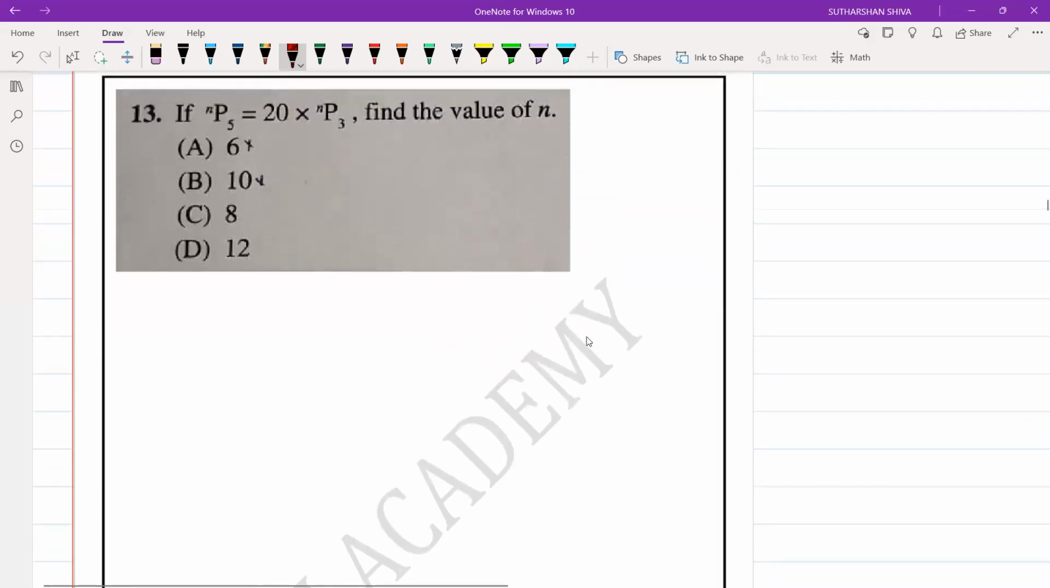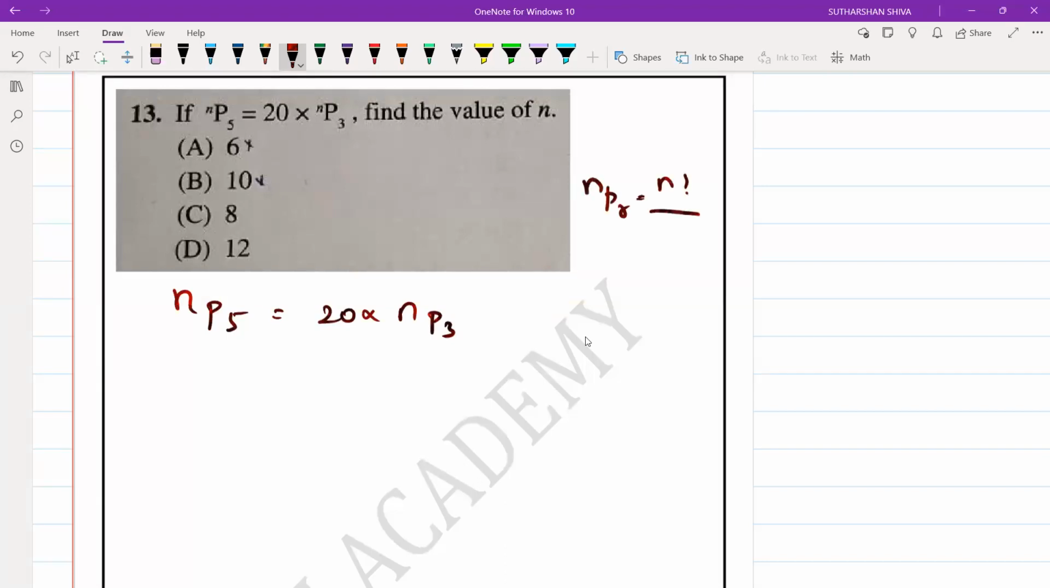Okay, next 13th question. Interesting part. NP5 they have given equal to 20 into NP3. It's the simplest thing. I will go with the option checking method. So what is NPR? NPR is equal to n factorial divided by n minus r factorial. Correct. So I'll simply go with the option checking method. From this, what will I be able to know? Trial and error process.